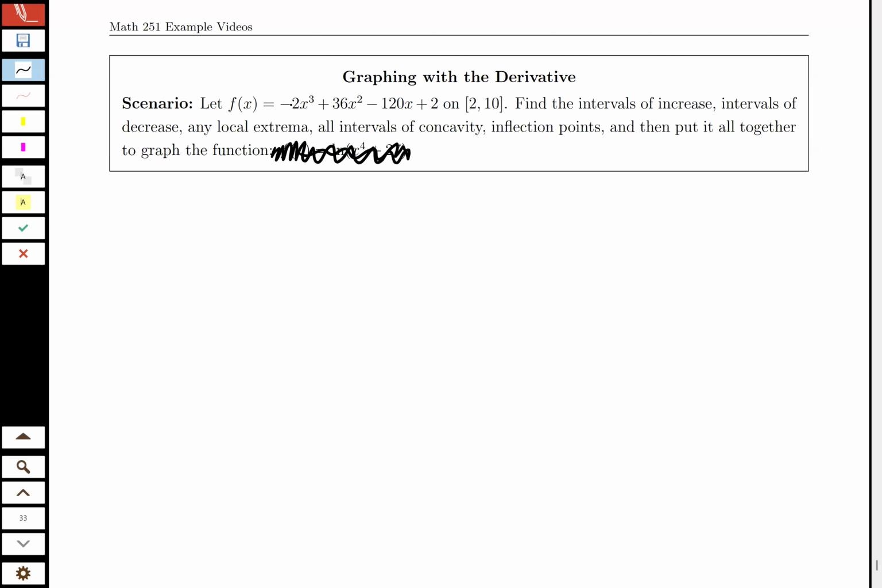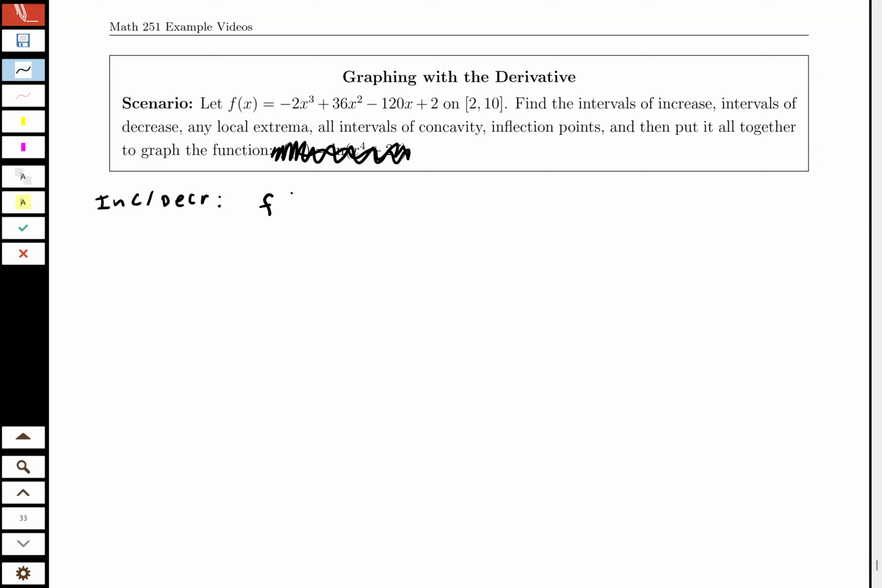Let's graph the function negative 2x cubed plus 36x squared minus 120x plus 2 on the interval 2 through 10. We're going to find the intervals where it's increasing, decreasing, any local extrema, whether those be maximums or minimums, and what's going on with concavity. So the first derivative tells me what's going on with increasing and decreasing.